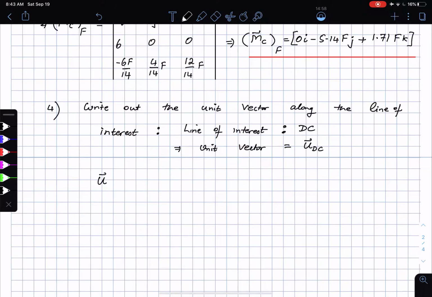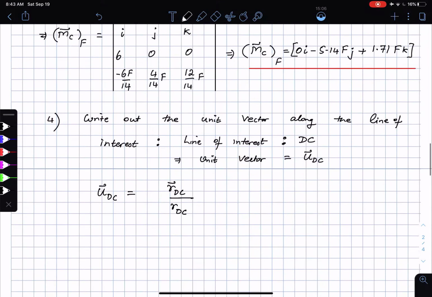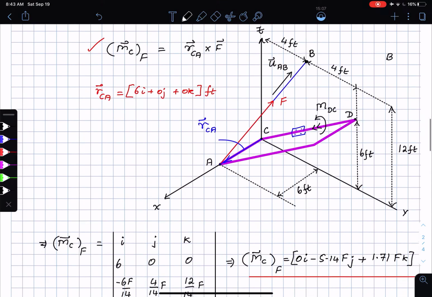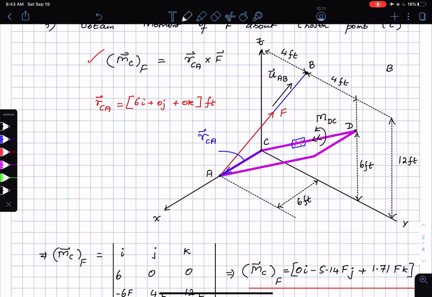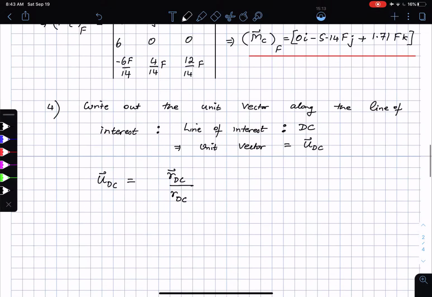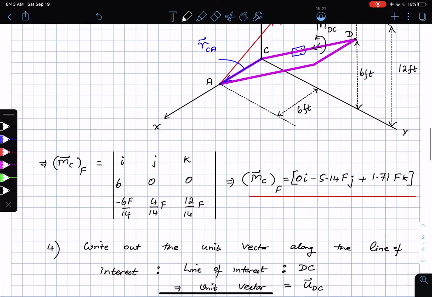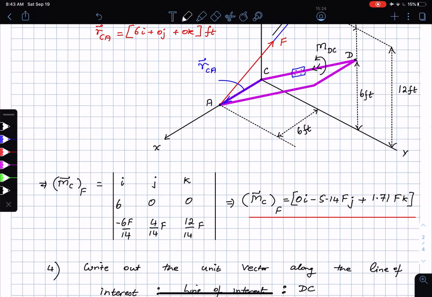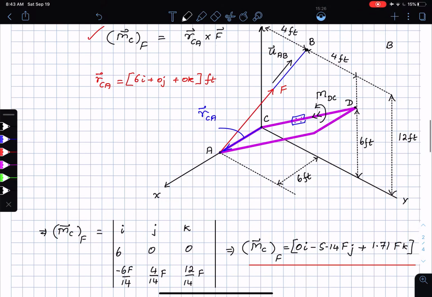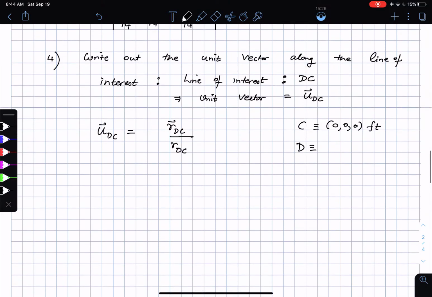So UDC is the position vector divided by the magnitude of the position vector, which means I need the coordinates of C and D. So I'm just going to very quickly go and look at my figure here. Coordinates of C is 0, 0, 0 feet. Coordinates of D, as you can see in my figure, is 6 feet along the z-axis and a distance of 8 feet along the y-axis. So this is going to be 0, 8, and 6 feet.